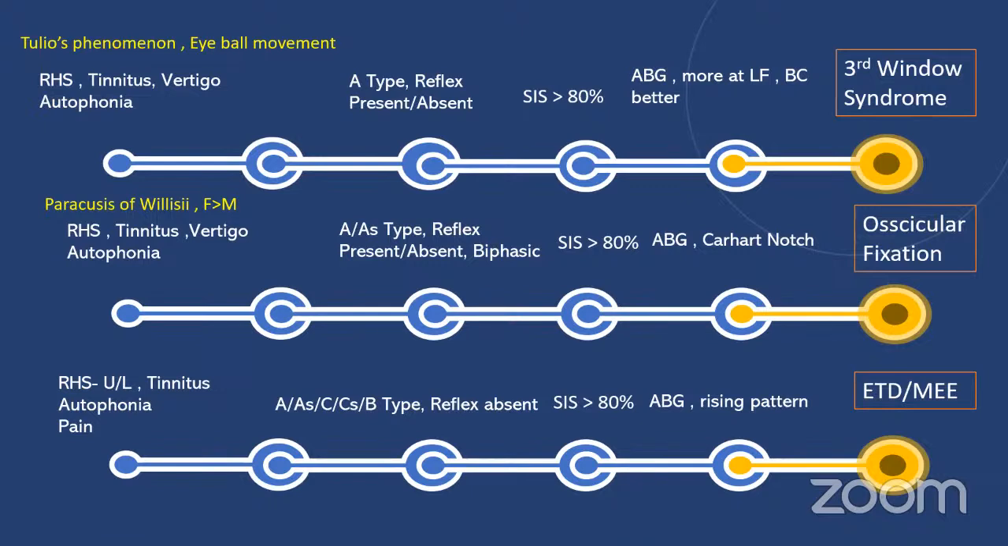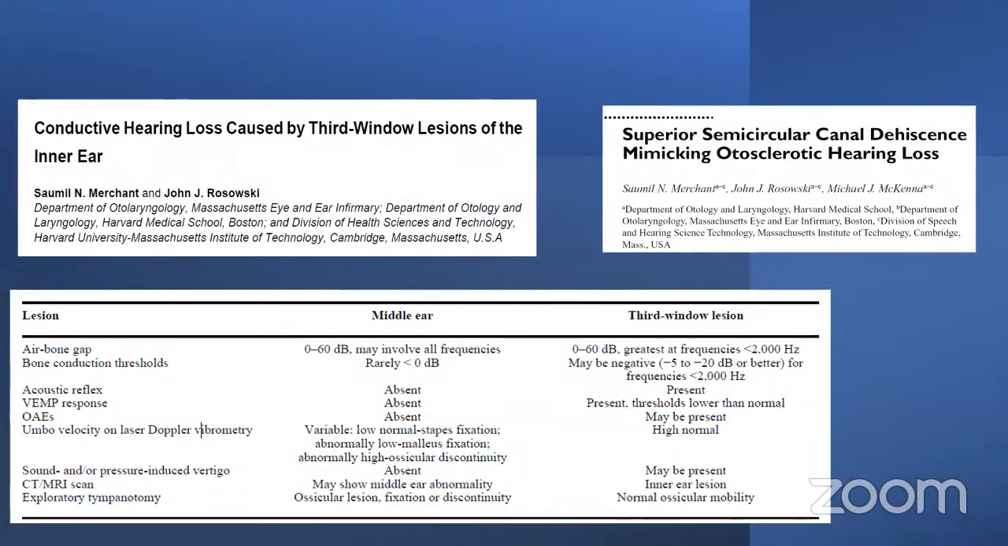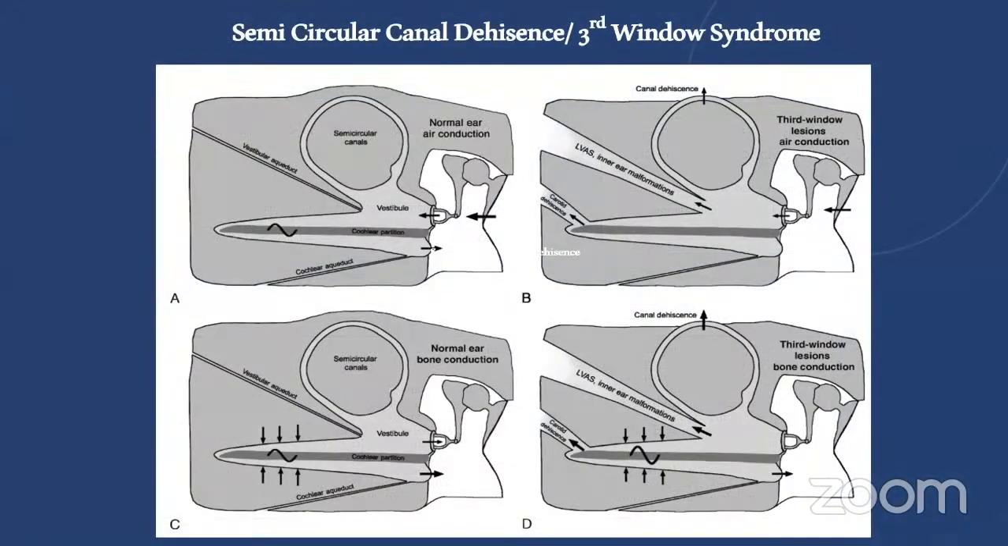So basically, what we want to highlight from this is that even if there is a typical audiogram or a typical emittance finding or a typical case history suggesting a particular case, in this case a conductive pathology, we should keep our minds open for a possible special or unconventional case. This is a supporting article regarding how a conductive hearing loss could be mimicked, or otosclerosis could be mimicking a superior semicircular dehiscence case. This is the possible reason.